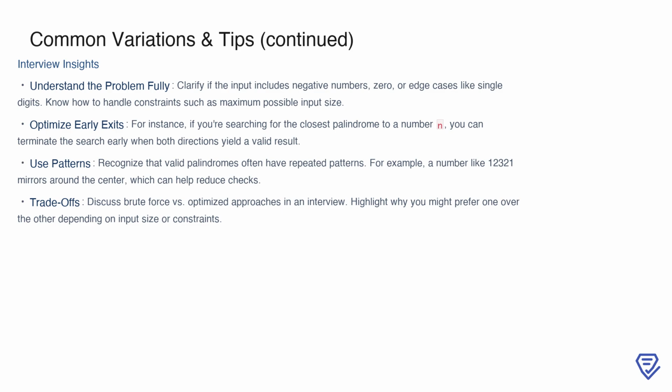Pattern recognition is also key. Valid palindromes often follow repeated patterns or symmetry. For instance, a number like 12,321 mirrors perfectly around its center. Recognizing these patterns can help you reduce unnecessary checks. Lastly, be prepared to discuss trade-offs. In an interview, you might compare a brute force approach to a more optimized one, explaining why you would choose one based on input size or problem constraints. This demonstrates both problem-solving skills and an understanding of scalability.